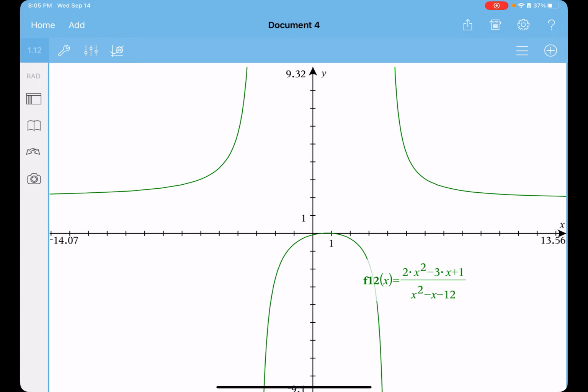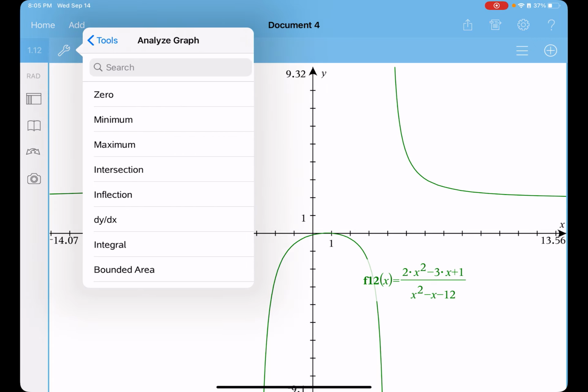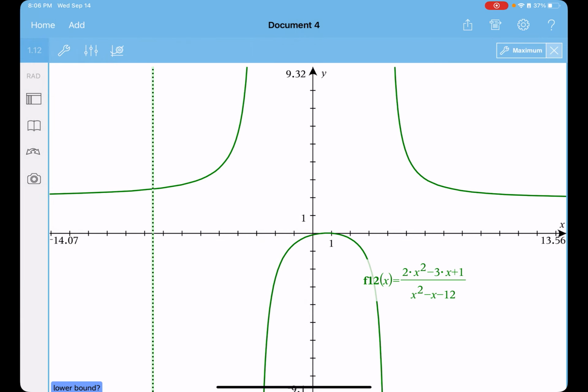So remember, when the graph changes from increasing to decreasing or vice versa, that creates an extrema. So that little parabola at the bottom is actually a type of extrema. It is a local maximum. So we can use our analyzing features on the calculator to figure out what that value is. So we're going to do menu, analyze graph, and that is a maximum. So I'm going to select maximum.